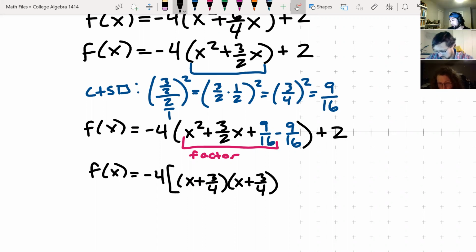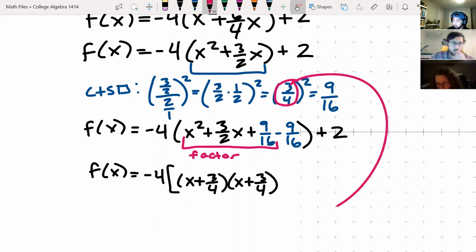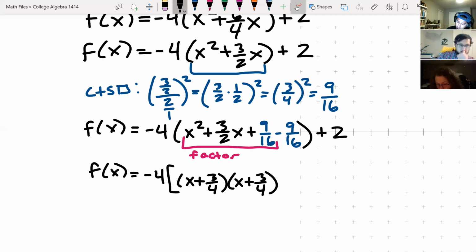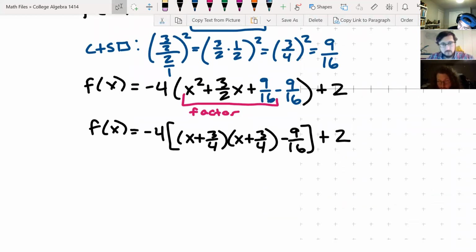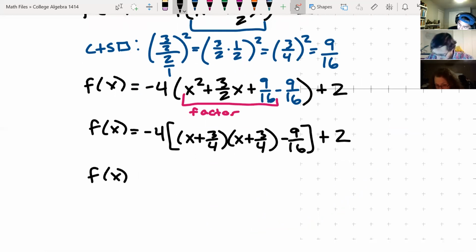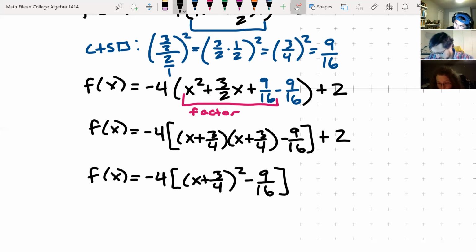So like Carl said last time, if you're wondering how to factor these, well, the trick is whatever number you square in the completing the square process is the number that goes inside your parentheses for your factors. So that's a nice little trick, especially when handling something this nasty. Minus 9/16, close bracket, plus 2. And then another rewrite, negative 4, and this becomes x plus 3/4 squared minus 9/16 plus 2.